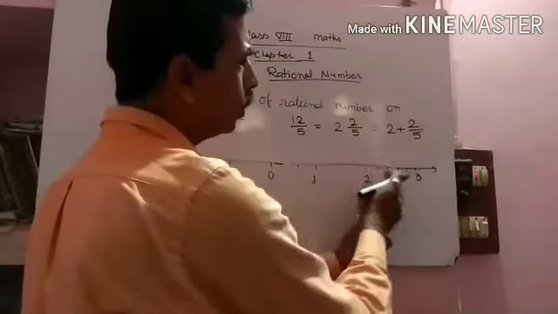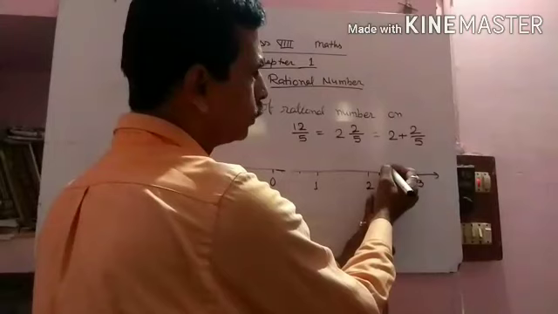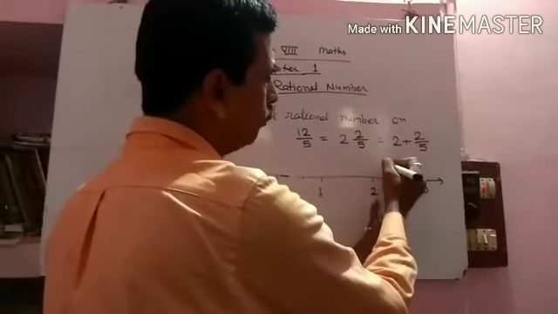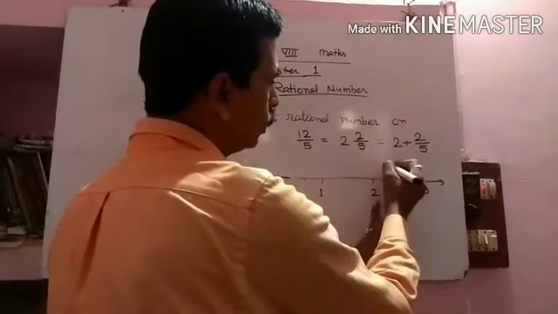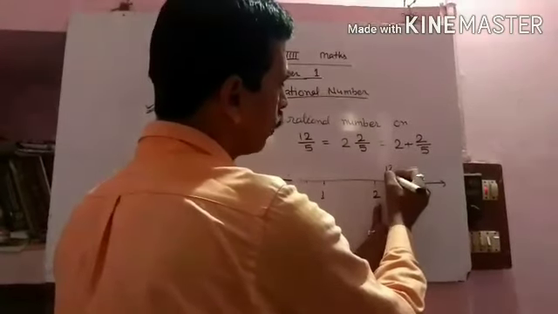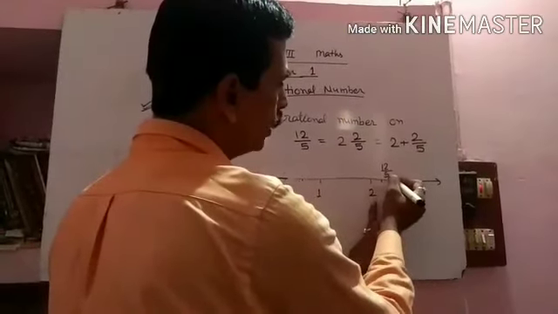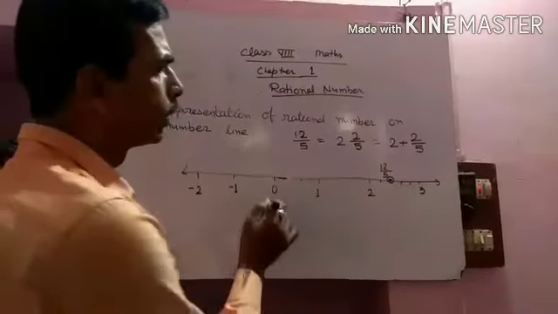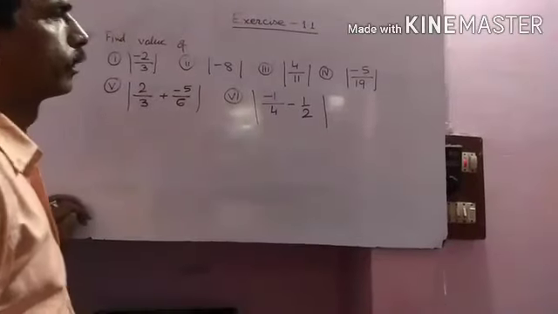So what we have to draw? 2 by 5. So this point becomes 12 by 5. So this point represents 12 by 5 on the number line. Is it clear?